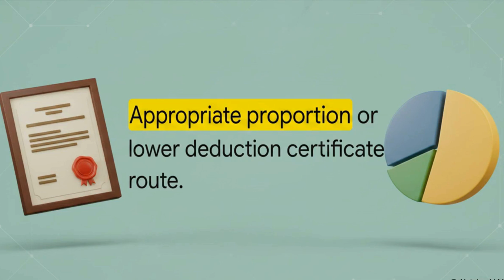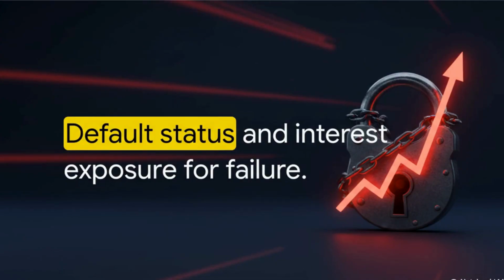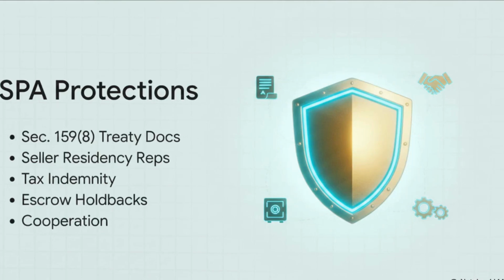Uncertain? Section 395 permits the appropriate proportion or lower deduction certificate route. Because failure to withhold creates serious assessee in default status and interest exposure under Section 398. So, the buyer must implement strict risk allocation controls and SPA protections before closing the deal.